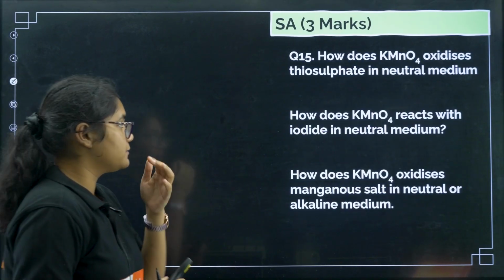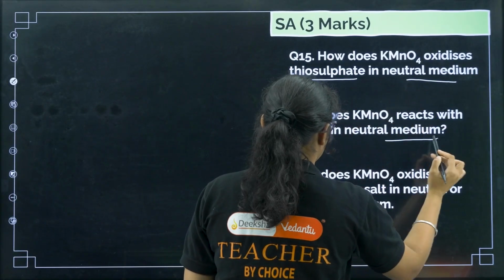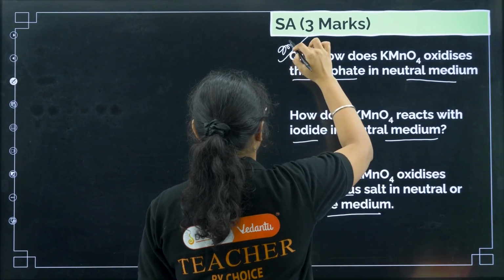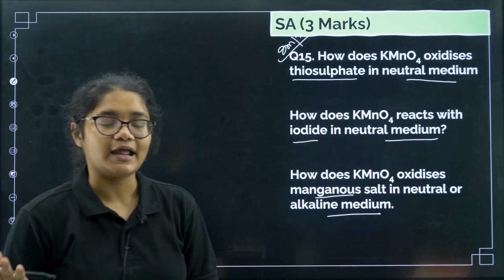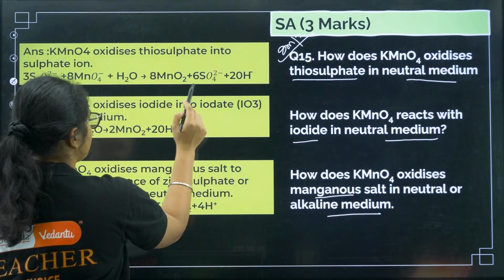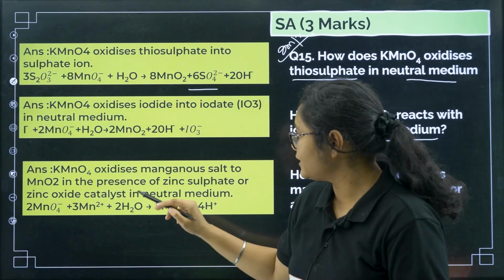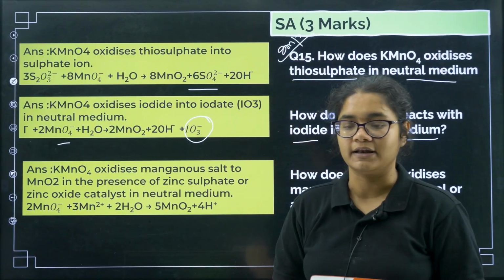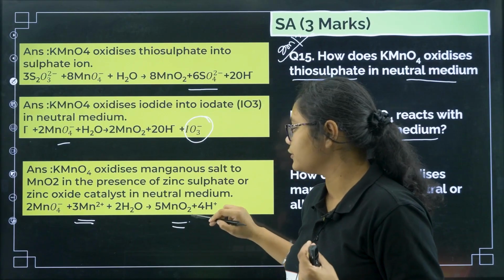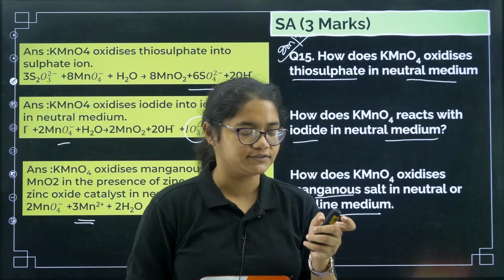Okay. Next question number 5, how does KMnO4 oxidize thiosulfate in neutral medium, iodide in neutral medium, manganese salt in neutral medium? This is also an important question here. In neutral medium the reactions are different and in acidic medium the reactions are different. Okay, so thiosulfate is converted to SO4 2-, I- is converted to I2 in acidic medium, but I- is converted to iodate IO3- in neutral medium, and here the Mn2+ salts are converted to MnO2. Okay, so these 3 reactions are very important, you need to remember these reactions.